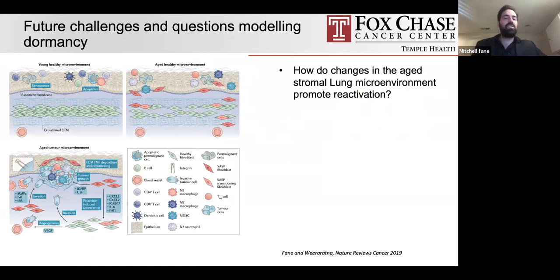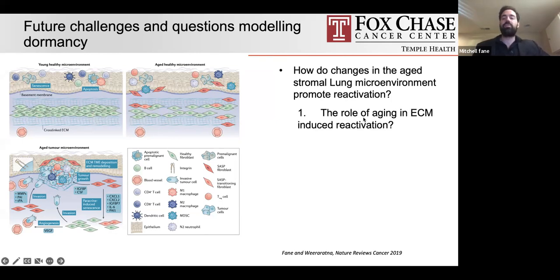So the future challenges and questions that I have for modeling dormancy, specifically in the lab that we're going to be opening in May, is how do changes in other stromal components in the lung microenvironment promote reactivation? So we have 2 key projects that we're very interested in right now. So the first is the role of aging in ECM-induced reactivation. So how does ECM remodeling change with regards to age?